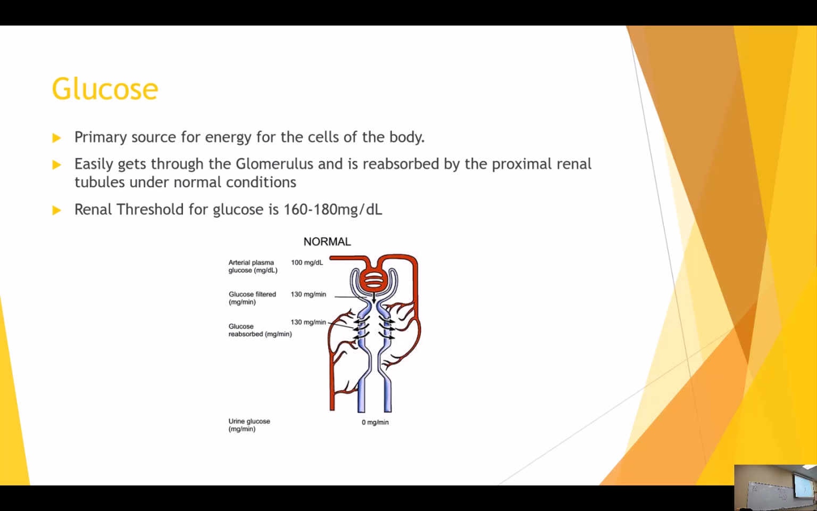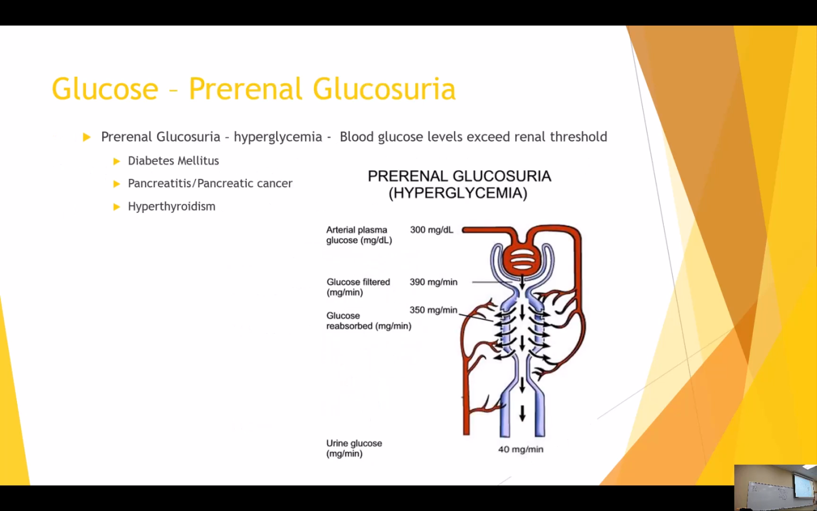So here is the normal, what's going on in the kidney. Arterial plasma glucose is running about 100 milligrams per deciliter. It filters out about 130 milligrams per minute, but the proximal convoluted tubule is really good at reabsorbing that, and it can reabsorb that full 130 milligrams per minute. So we have no glucose formation in the urine. So this is normal, healthy, able to handle the sugars.